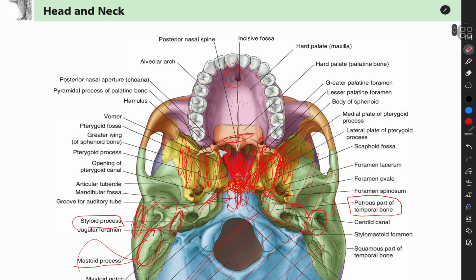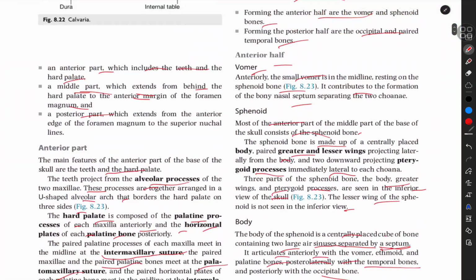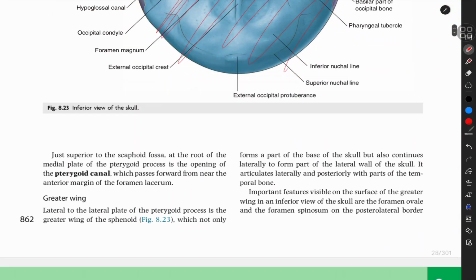Hamulus. This is the hamulus, and this here should be the scaphoid fossa. Inferiorly the hamulus and superiorly the scaphoid fossa, because this is the inferior view, the skull is reversed.